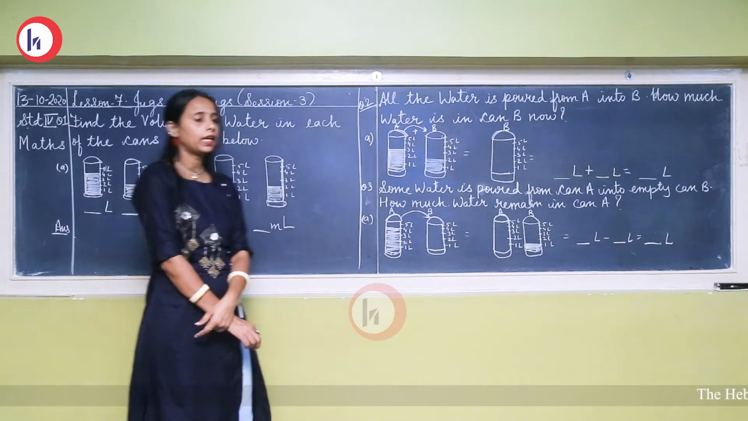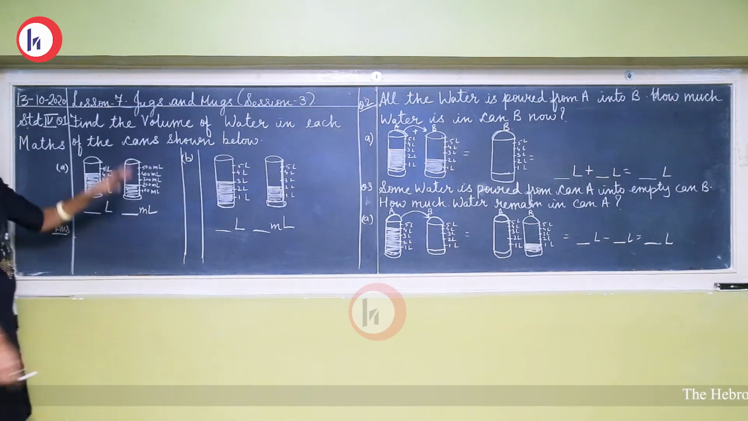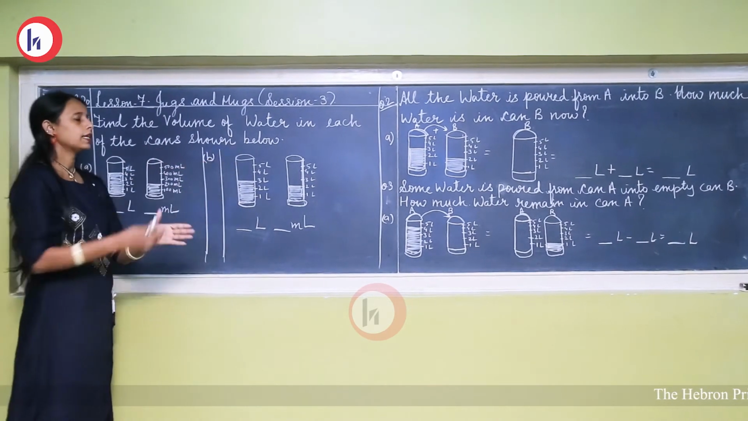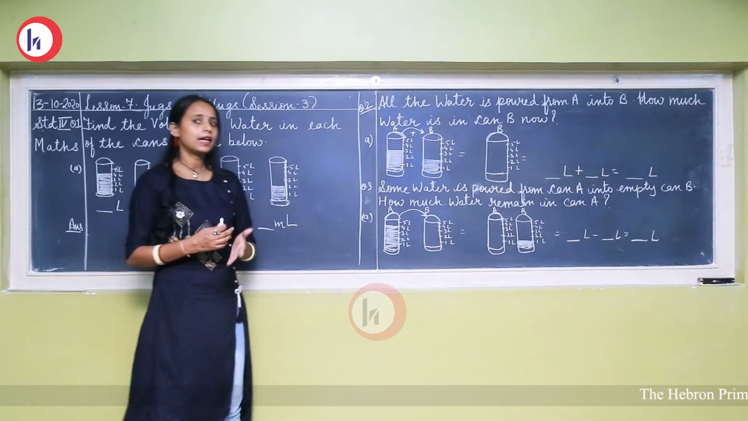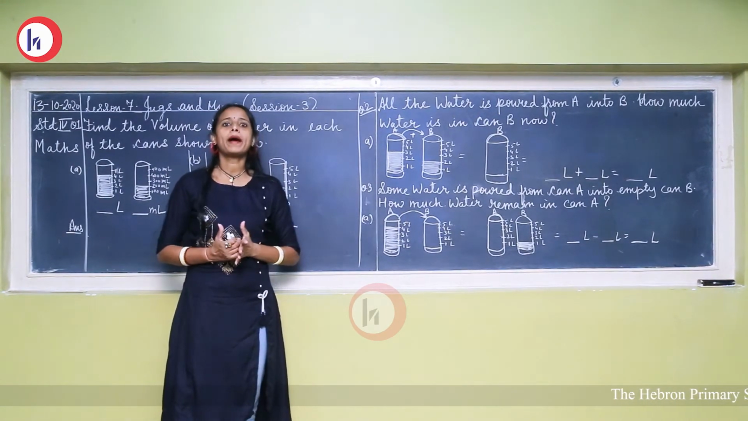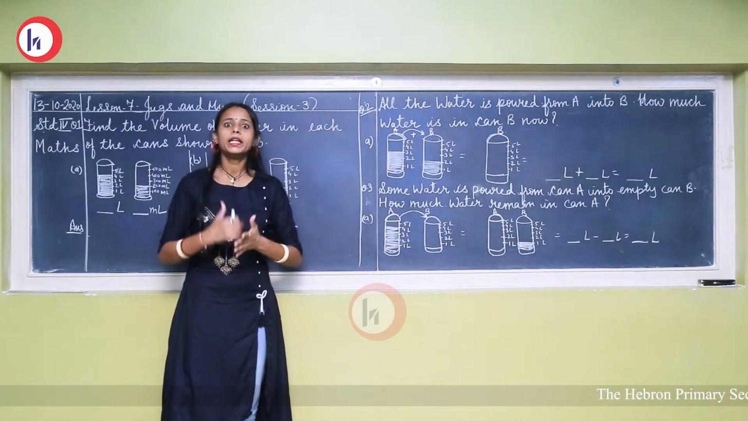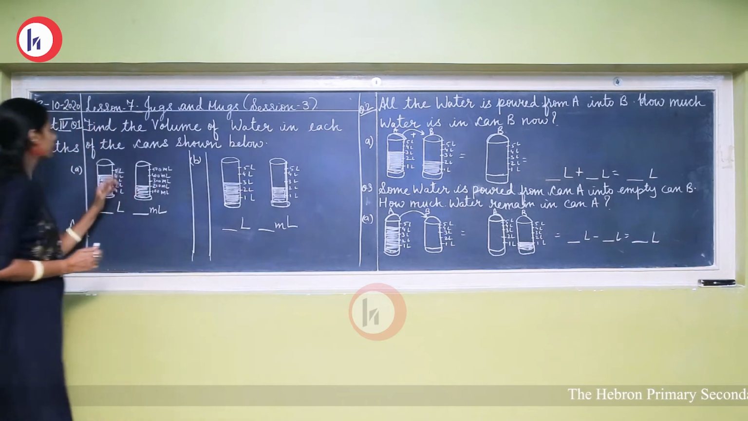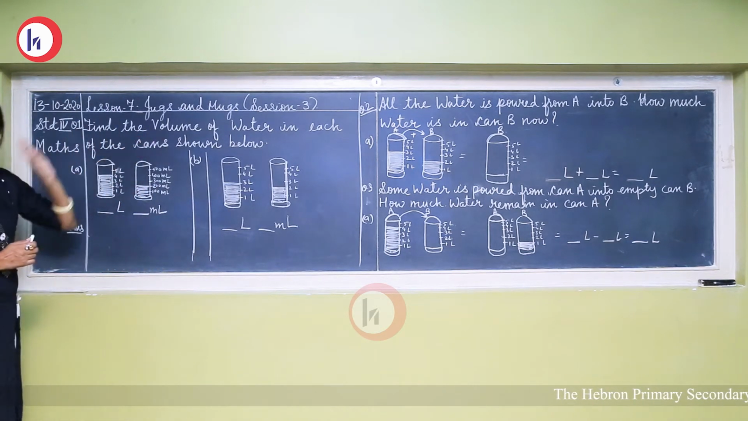Okay, now see the first question: find the volume of water in each of the cans shown below. Now as I explained to you, volume means the space occupied by the water or any liquid in the can or any container. So the question is that we have to find out the volume.